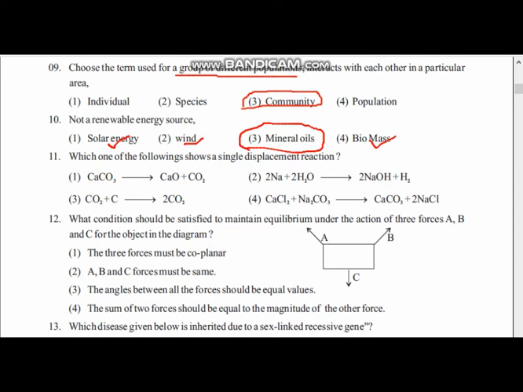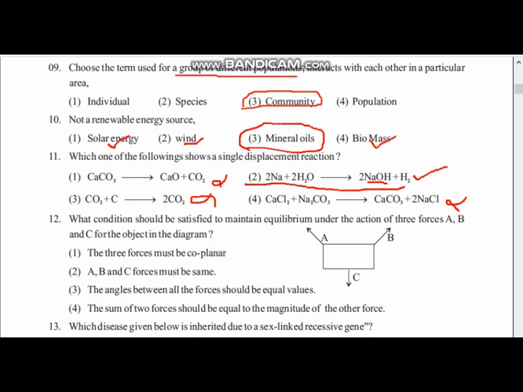11th one. Which one of the following shows a single displacement reaction? So first one is a decomposition. Third one is a combination reaction. Second one, so instead of hydrogen, sodium is displaced and hydrogen gas is displaced. So this is single displacement. Fourth one is double displacement. So obviously the answer will be the second one.